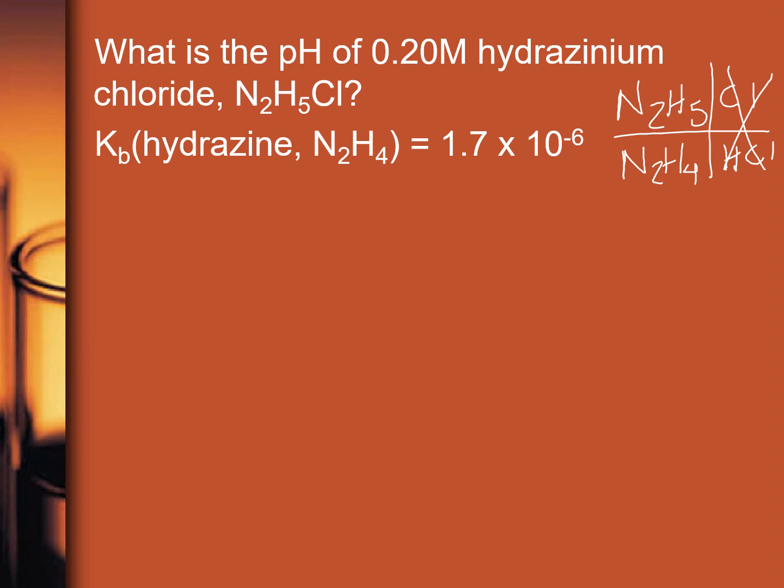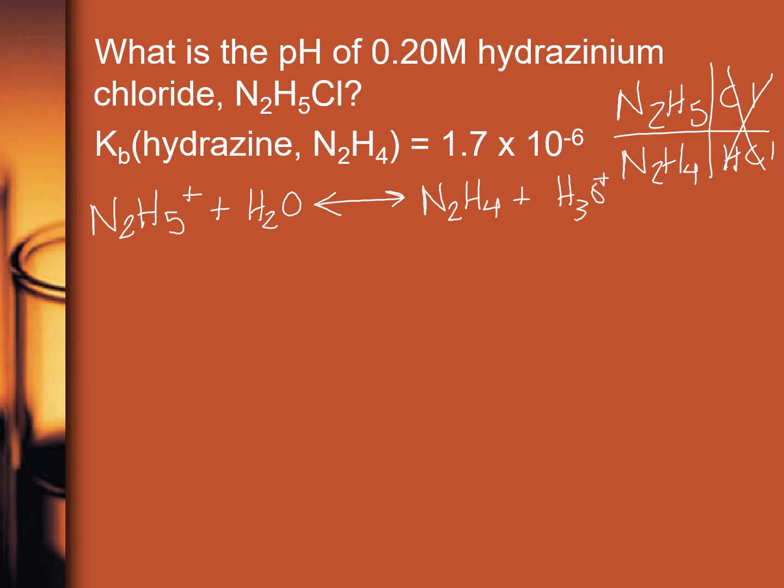So we have the hydrazinium, the N2H5, which is a positive charge. It pairs up with water to produce the hydrazine, the N2H4, and H3O plus. So it does make the hydroniums, because we said this is acidic because our cation does not cancel.